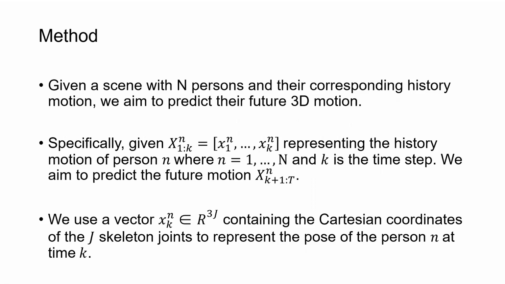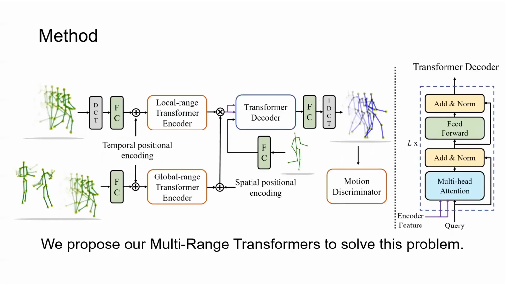Specifically, given big X_n^{1:k} representing the history motion of person n, where n could be 1 to big N and k is the time step, we aim to predict the future motion X_n^{k+1:T}. We use a vector x_n^k containing the Cartesian coordinates of all the J skeleton joints to represent the pose of the person n at time k. We propose our multi-range transformers to solve this problem.